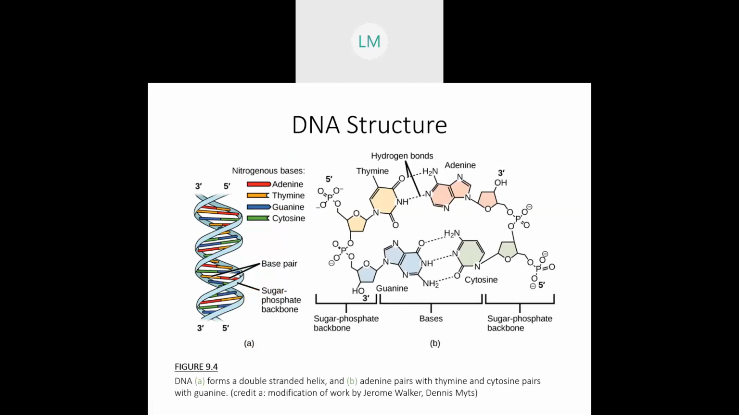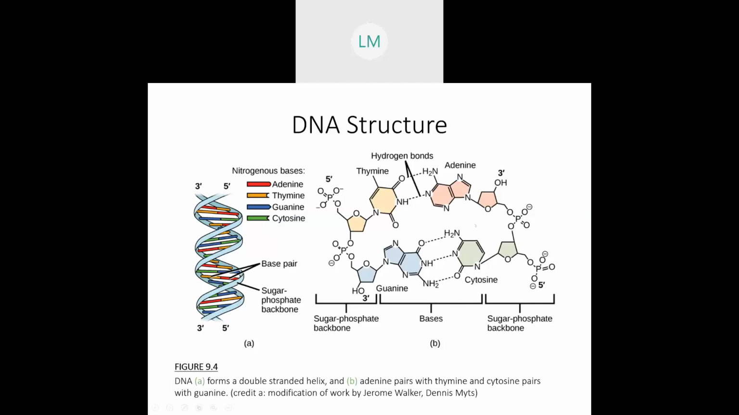And this is just a little bit more detailed image of DNA structure. And I wanted to point this out because it shows these hydrogen bonds between the bases. So between adenine and thymine, we have 2 hydrogen bonds. And then between cytosine and guanine, we have 3 hydrogen bonds that are occurring there.